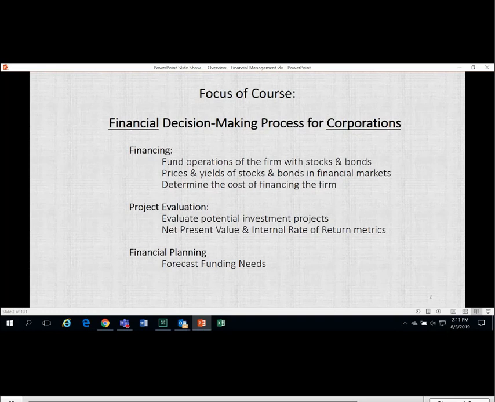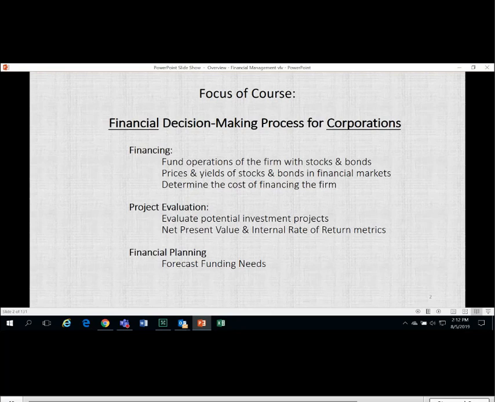There are three main sections to this course. First, there's financing. That is, we look into funding the operations of the firm with stocks and bonds. That is, corporations sell stocks and bonds to investors in order to raise cash to finance the operations of the firm. In order to do so effectively, we need to understand how prices and yields of stocks and bonds are determined in financial markets. And then finally, combining the cost of stocks and the cost of bonds, determining the overall cost of financing for the firm.